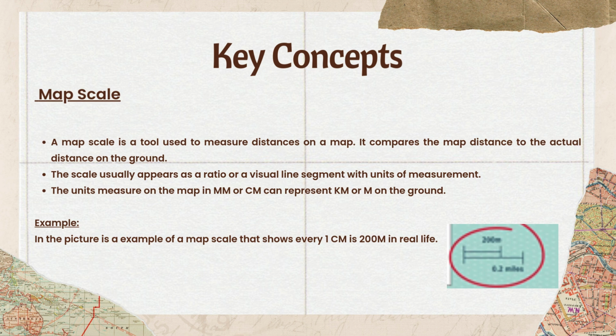Example. In the picture is an example of a map scale that shows every 1 centimeter is 200 meters in real life.